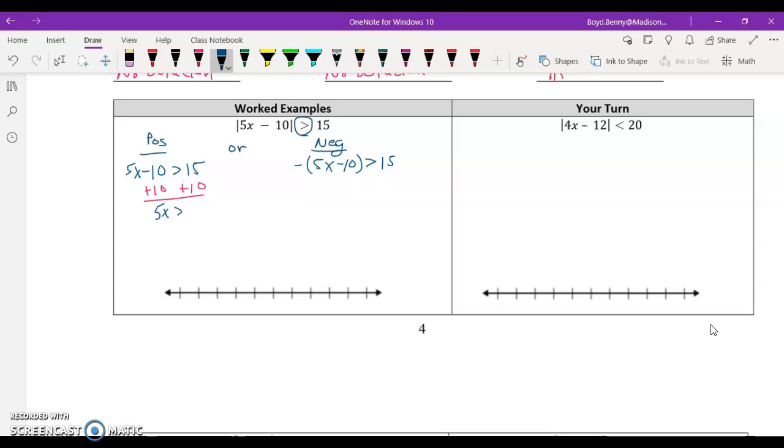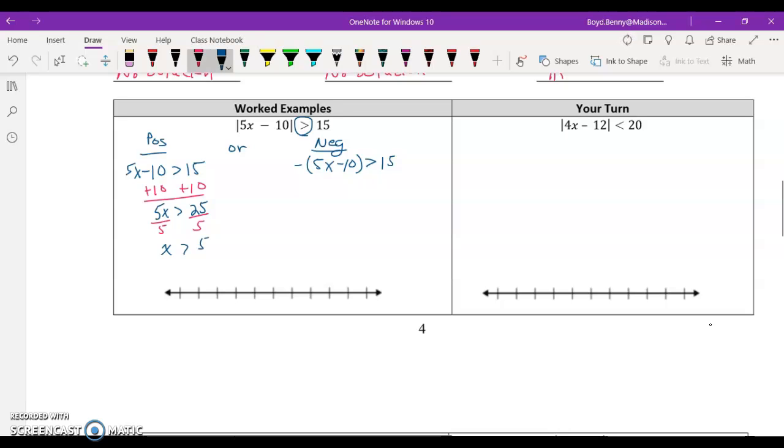And that's going to give us 5x is greater than 25. And then we will divide by 5 to isolate that x. And so x is greater than 5. Okay, let's look over here at this one.